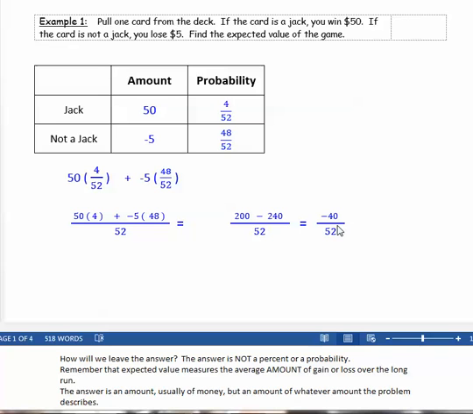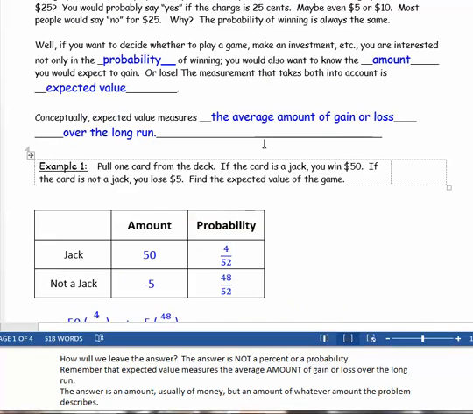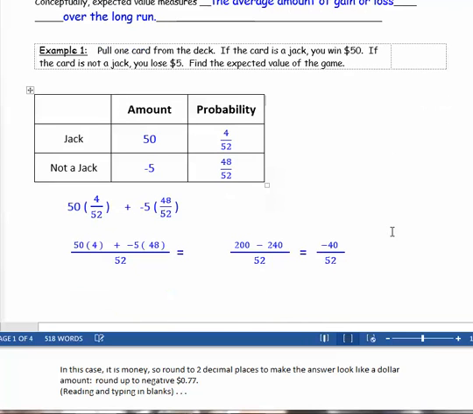This answer is not a percent or a probability. Remember that expected value measures the amount of gain or loss over the long run. So the answer is an amount, usually an amount of money, but an amount of whatever amount the problem describes. In this case, it is money. So we need to round this to 2 decimal places to make the answer look like a dollar amount. So don't reduce a fraction, put it in a calculator.